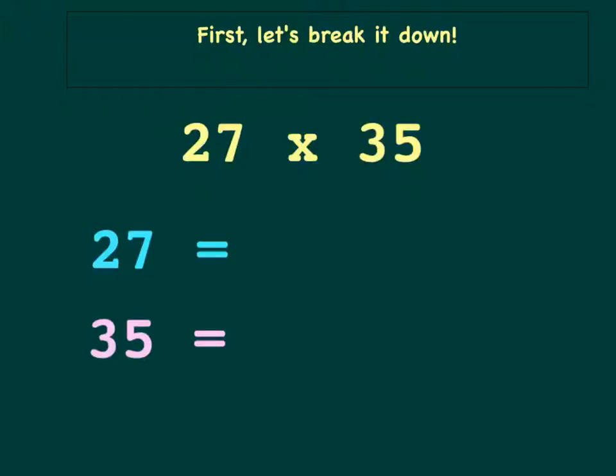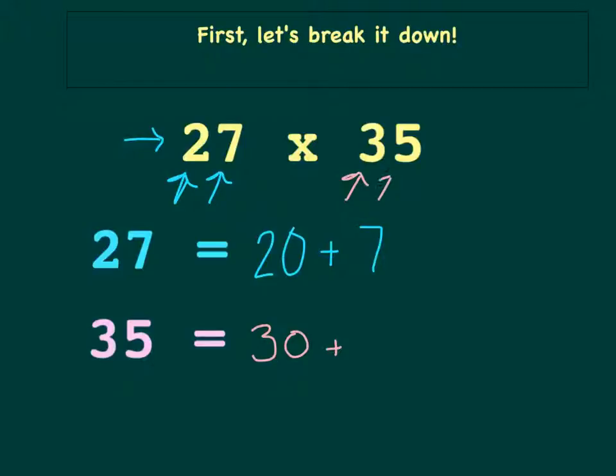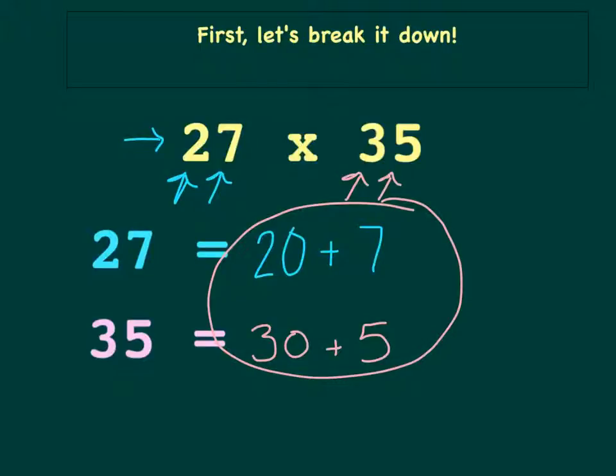If I look at 27, I have a 2 in the tens place, which is going to give me a value of 20. And I have a 7 in the ones place, which is going to give me a value of 7. To break down 35, I'm going to first look at the 3 in the tens place, which is going to give me a value of 30, and the 5 in the ones place, which is going to give me a value of 5. I'm going to use these values to multiply in my generic rectangle.